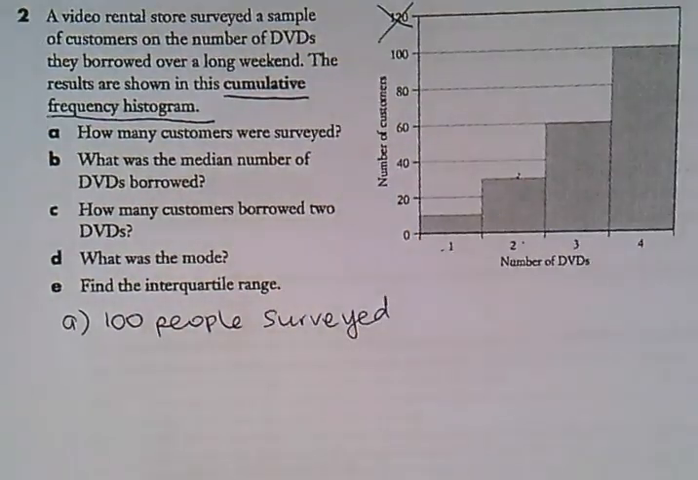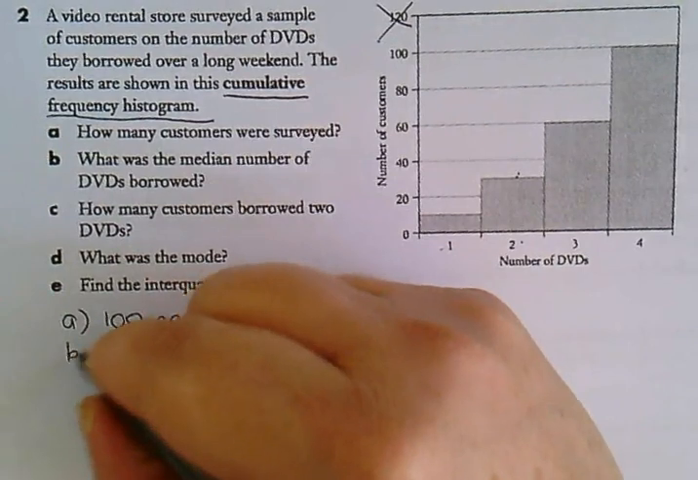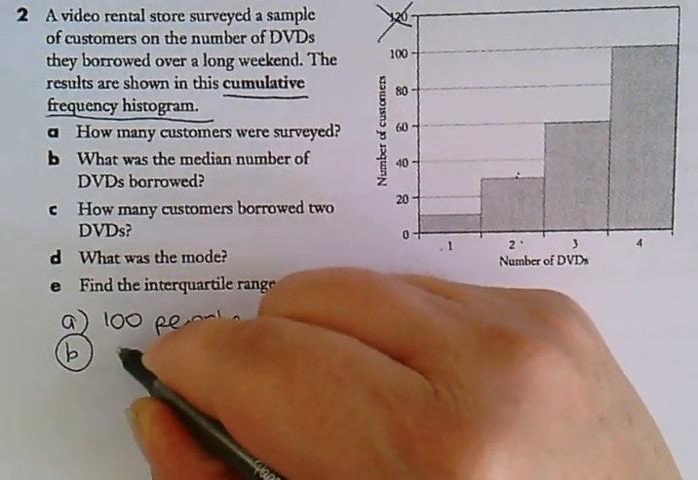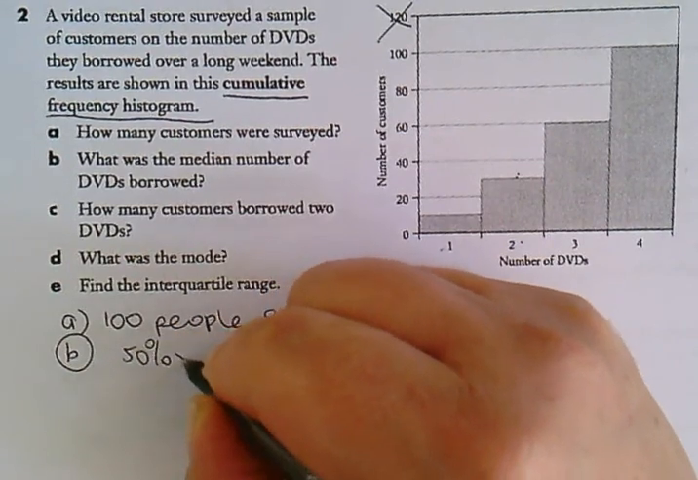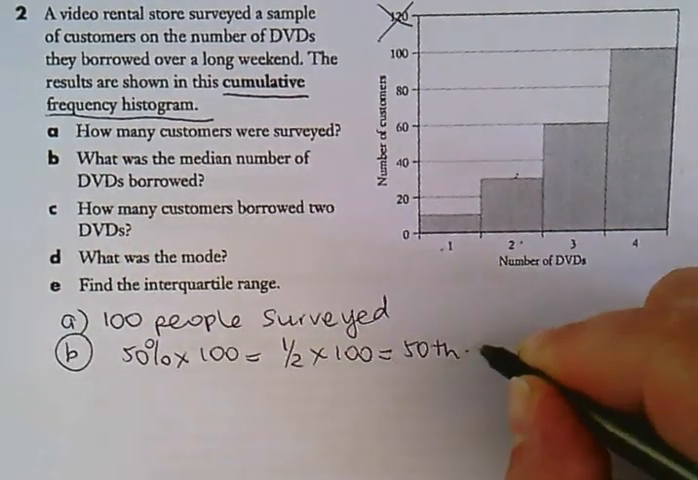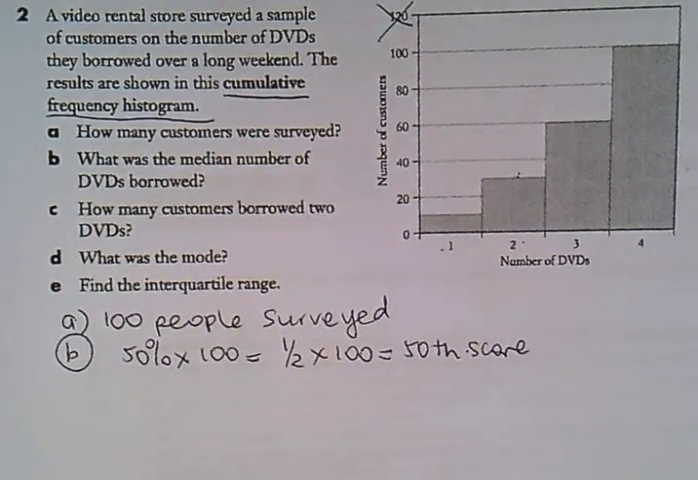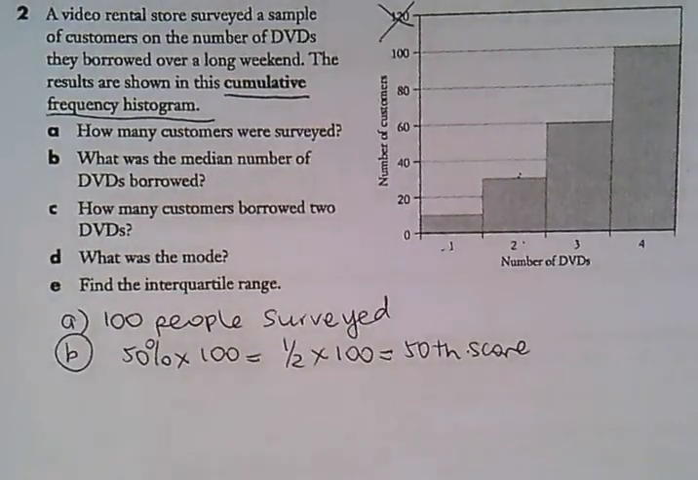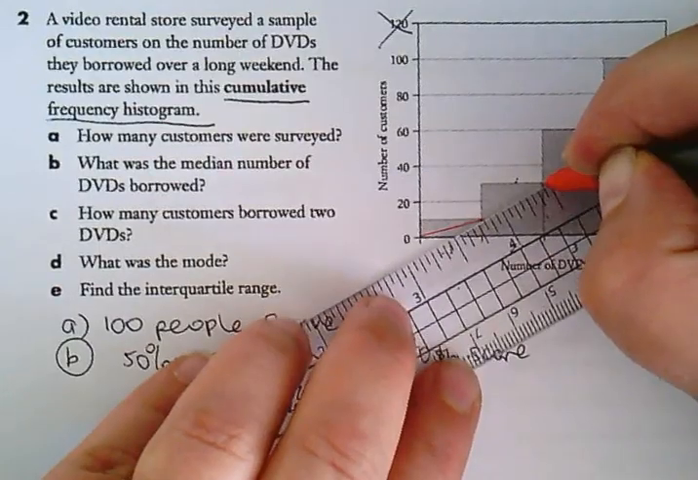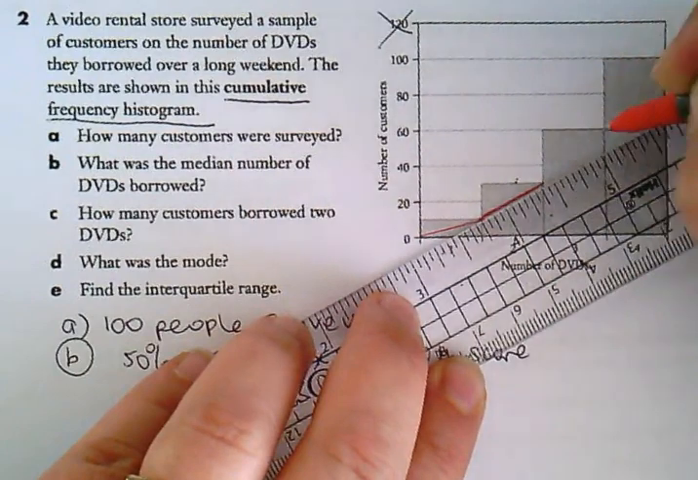Now, the median. Remember, the median's the halfway mark. We don't put 50 on the left and 50 on the right with the graph. The median is at the 50% mark, the halfway mark. So 50% of 100, or half of 100, is the 50th score. We come across at 50, but I can't come across until I've drawn my line, my polygon. So I have to put in my polygon with a ruler, of course. We need to draw in our cumulative frequency polygon.